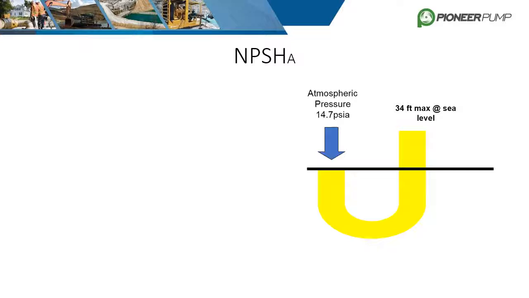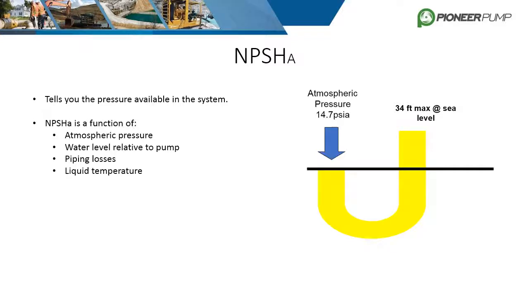While NPSH-R is a known performance characteristic of a given pump and is provided by the pump manufacturer, NPSH-A varies depending on what the suction side of the pump looks like. NPSH-A is the pressure available in the system on the suction side. It is a function of the local atmospheric pressure or elevation, the static suction lift, friction losses in the piping, and the temperature of the fluid.